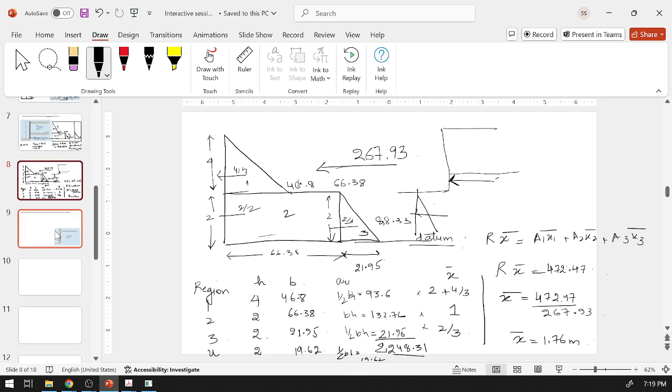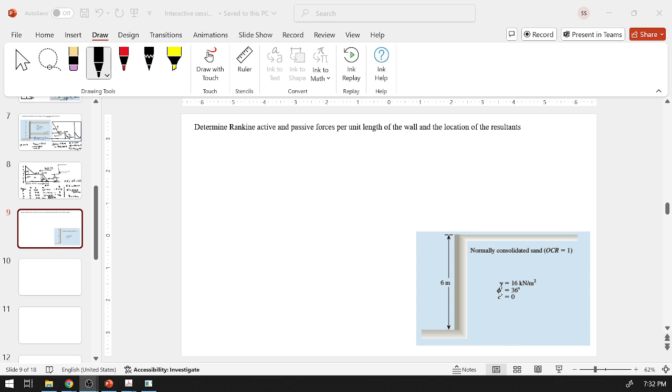Let us try to solve another question for sands. Okay, so this is a 6 meter high retaining wall, and we need to calculate the Rankine active and passive forces per unit length of the wall, also the location of the resultants. So for active and passive pressure, since C equals 0, we will have Ka equal 1 minus sine phi over 1 plus sine phi, and we will have a Kp of 1 plus sine phi over 1 minus sine phi, which will basically be 1 by Ka.